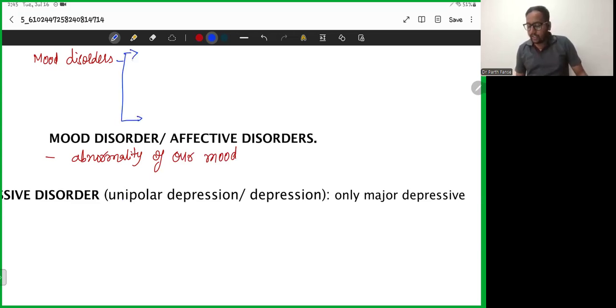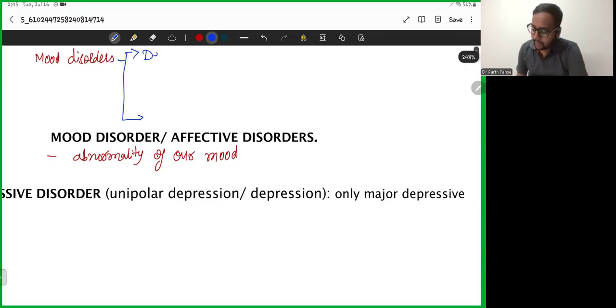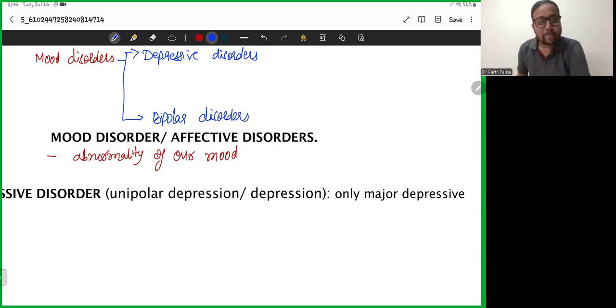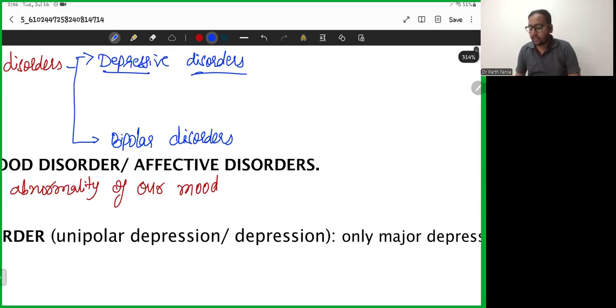Now we'll talk about classification. Mood disorder is classified into two groups. The first one is called depressive disorders, and the second one we call bipolar disorders. Depressive disorders and bipolar disorders. We'll talk about them in a graphical representation.